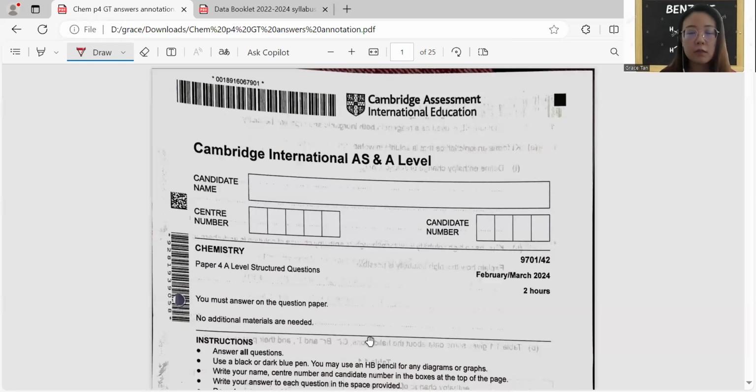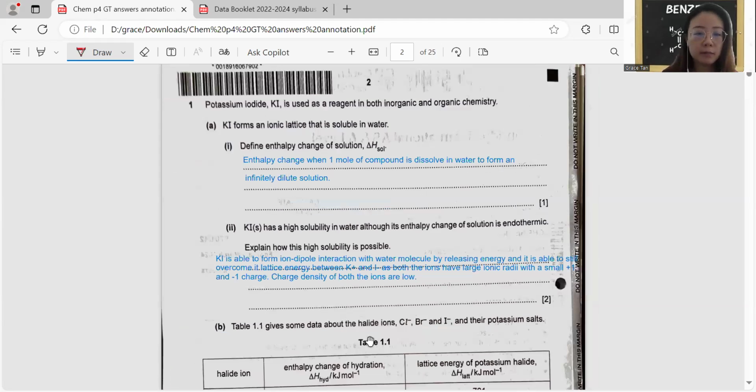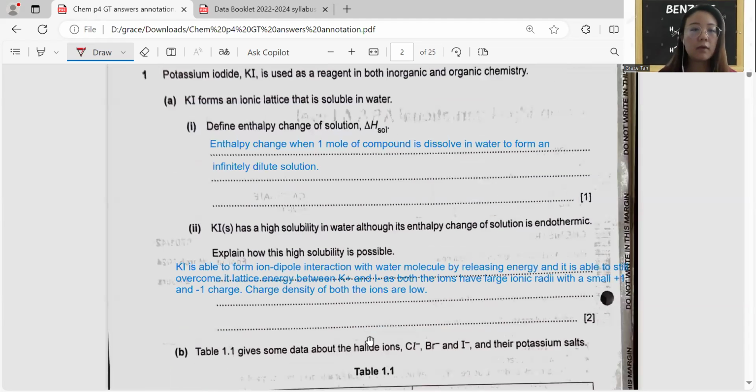So I received this question paper from a student and they want me to discuss the most recent paper. You can see here, it's 2024 February-March. Without further ado, we shall look at the first question. Potassium iodide is used as a reagent in both inorganic and organic chemistry. Potassium iodide forms an ionic lattice that is soluble in water. Define enthalpy change of solution.